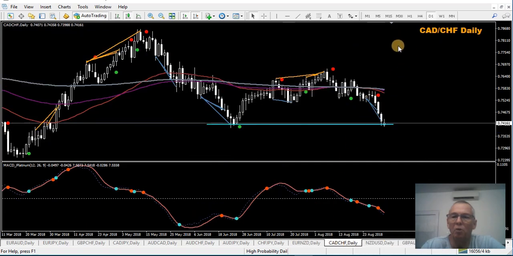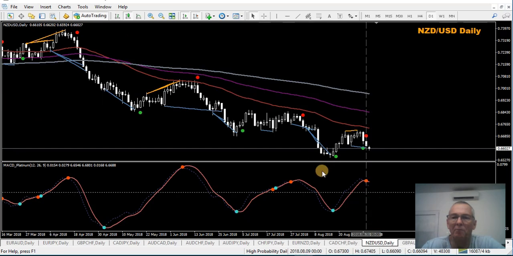CAD Swiss, in nothing at the moment. I'm looking at this level here. I've drawn a blue or aqua trend line. It possibly could be a support level or double bottom, but you know, nothing to stop price falling straight through that, but it just gives me an idea of what I'm looking at. It's a pretty ugly chart. Not a great pair to trade, but we do it.